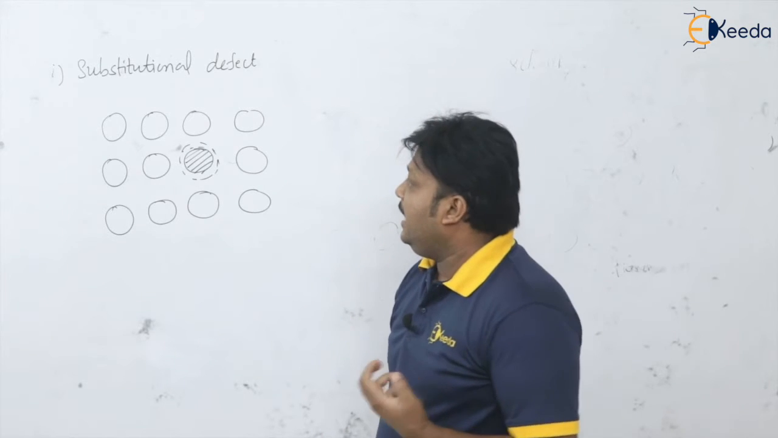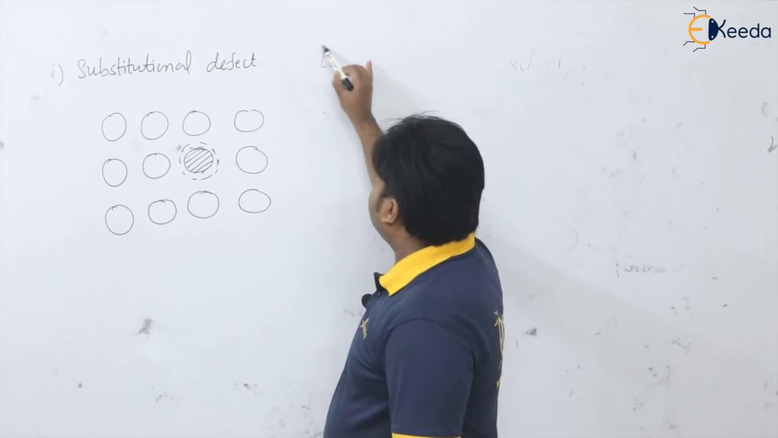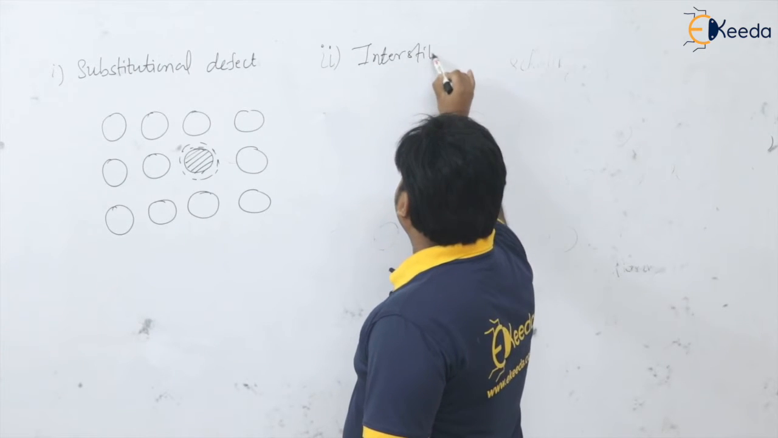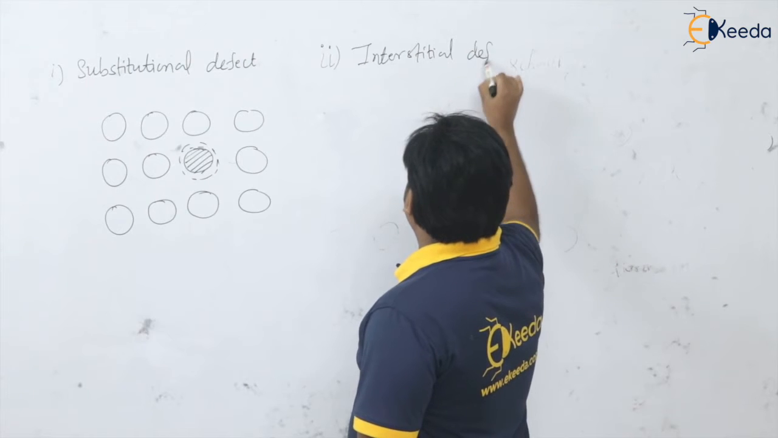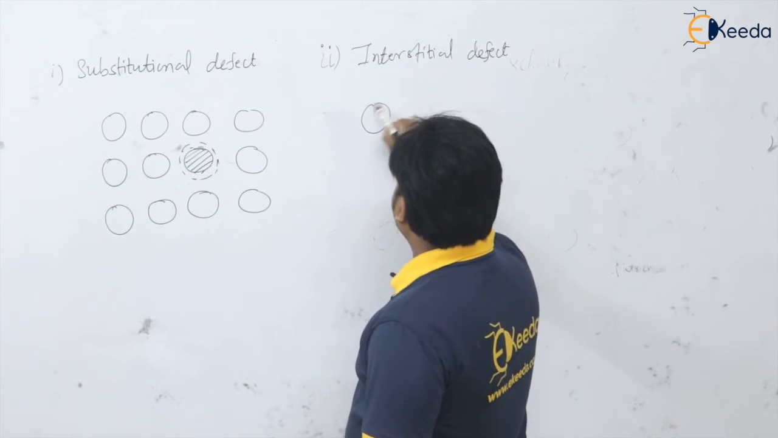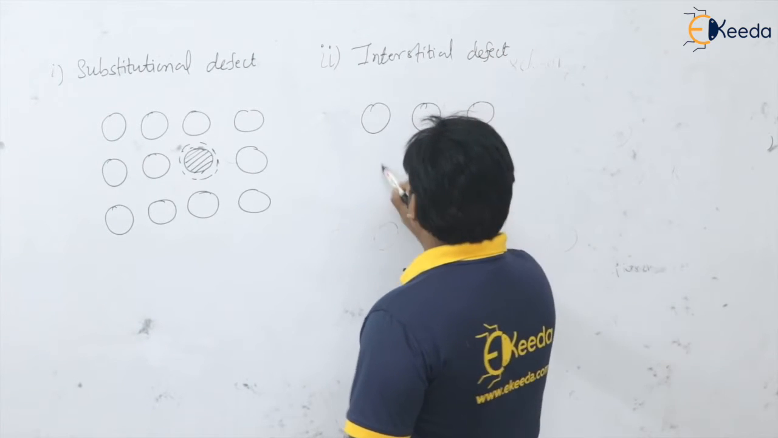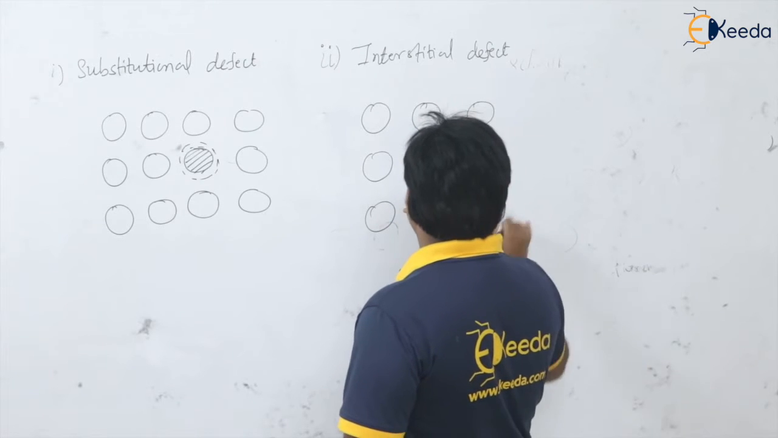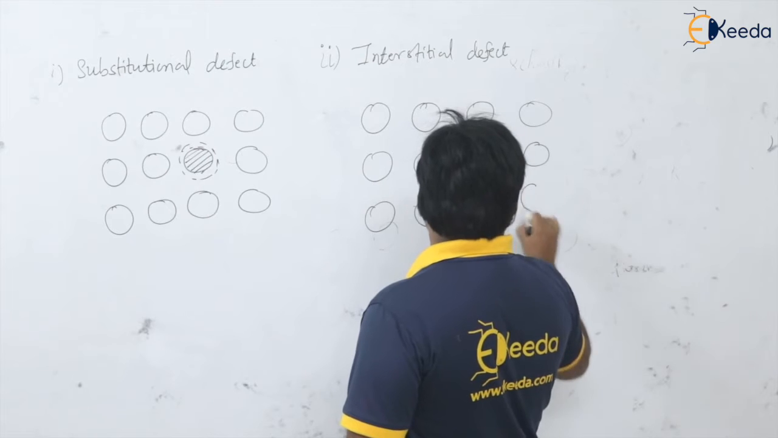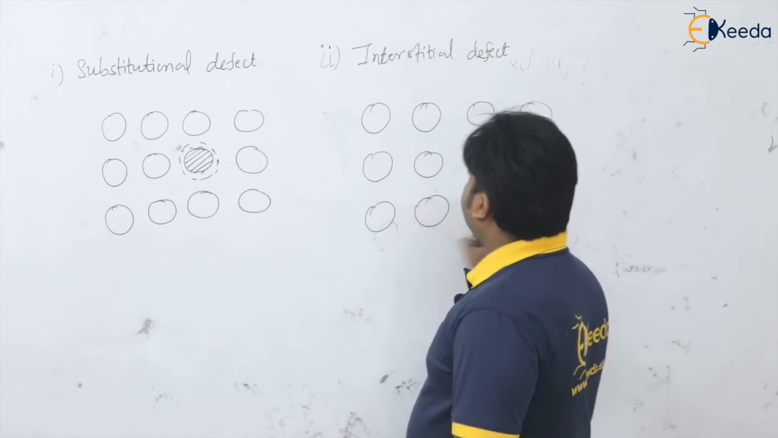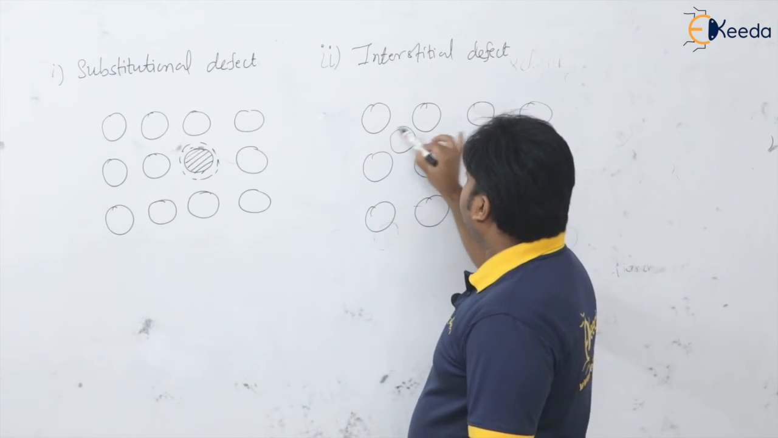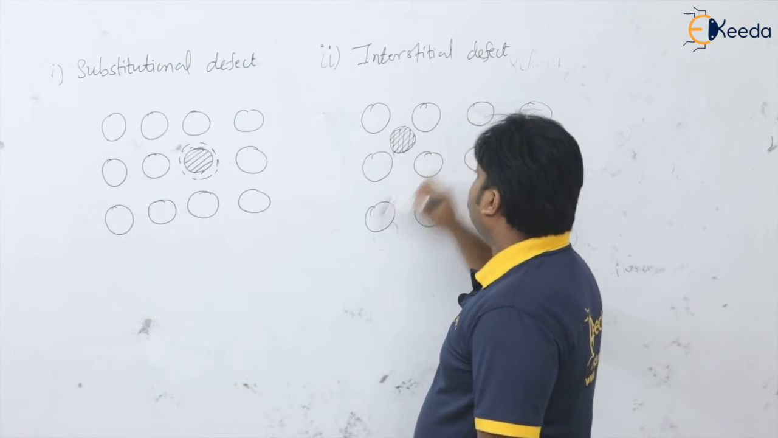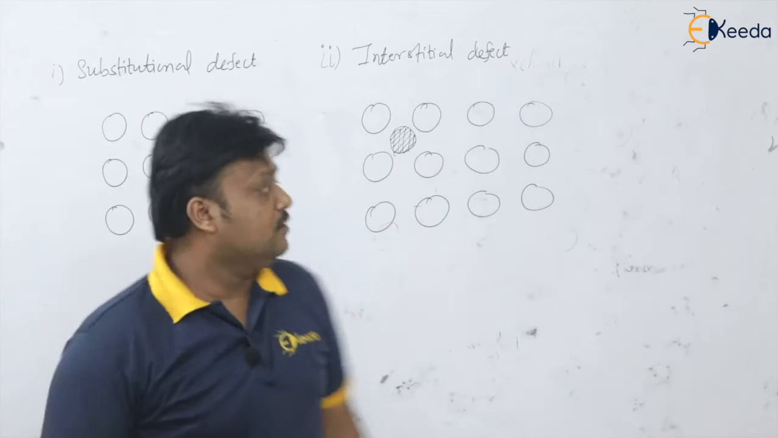And whenever we talk about this interstitial defect, here the foreign atom comes and acquires the interstitial voids in this host atomic arrangement. Suppose a foreign atom comes and will stay in the interstitial sites of these atoms.